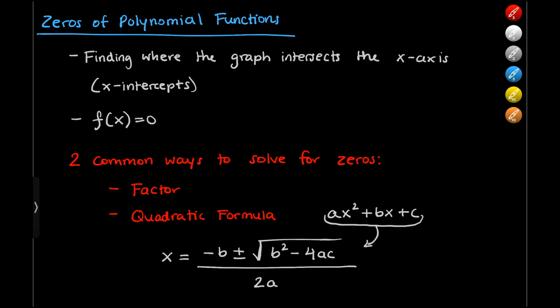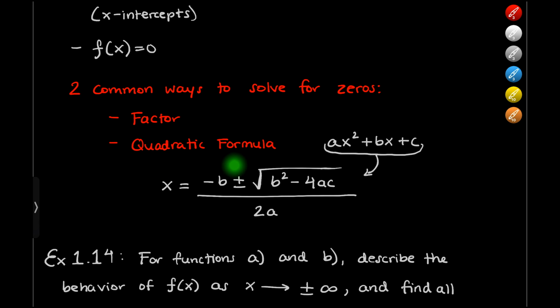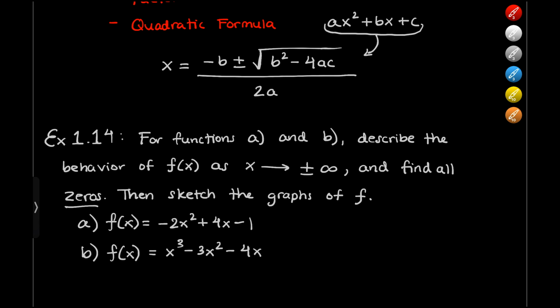Now we're going to take a look at zeros of polynomial functions. When you're solving for the zero, you're finding where the graph intersects the x-axis. So zeros are the same thing as x-intercepts, and you set f of x equal to 0 when solving for them. Two common ways to solve for zeros are to factor an equation like ax squared plus bx plus c, a quadratic equation, or to use the quadratic formula. You have to memorize this, so keep that in mind.